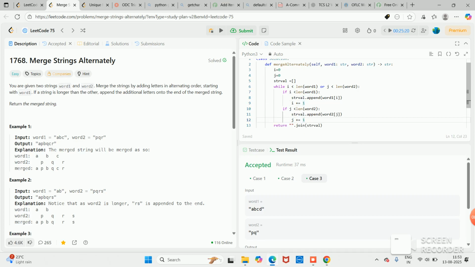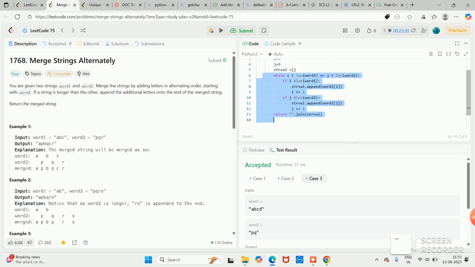Same way I have done for word2, because the lengths of both the strings are not equal. Also we have a condition: if any one of the words has extra characters, we need to append it. So this code works quite well and it's a separate solution.